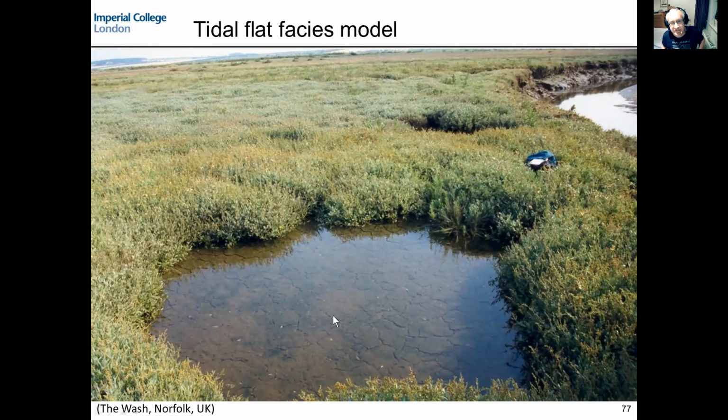Once we get into the salt marsh itself, here you can see a pond or a salt pan in the salt marsh, and you can see hopefully there's cracks on the floor of that pond. Those cracks are produced by changes in the salinity of the water. We change from fully marine to partly fresh water. That causes the clays within the sediment here to shrink. As we then add more marine water, those clays expand and they open up these cracks.